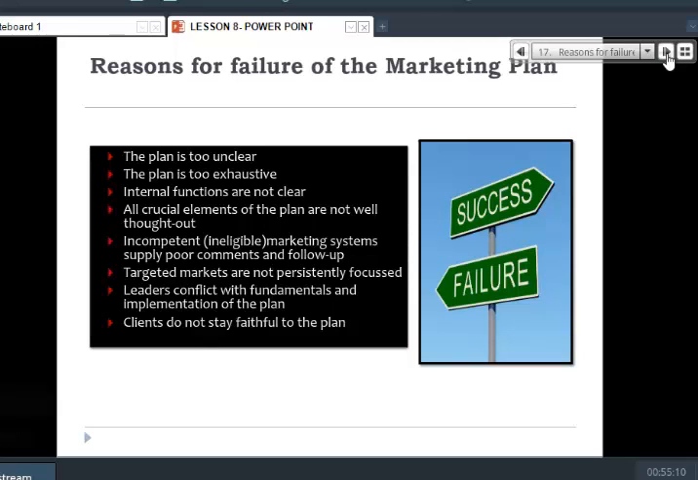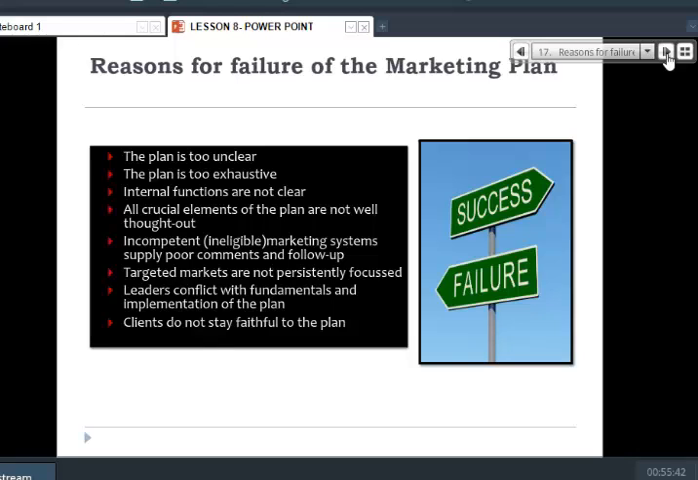Reasons for failure of a marketing plan. This usually comes as an essay question. What are the reasons for failure of a marketing plan? The plan is unclear. The plan is too exhaustive, too tiring for staff to accomplish or fulfill. Internal factors or functions are not clear. The crucial elements of the plan are not well thought out. The elements are not distributed equally among the staff.